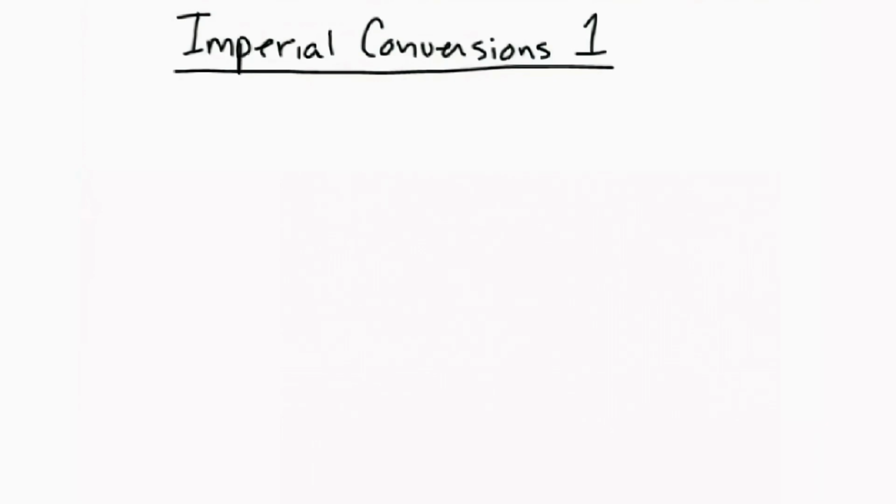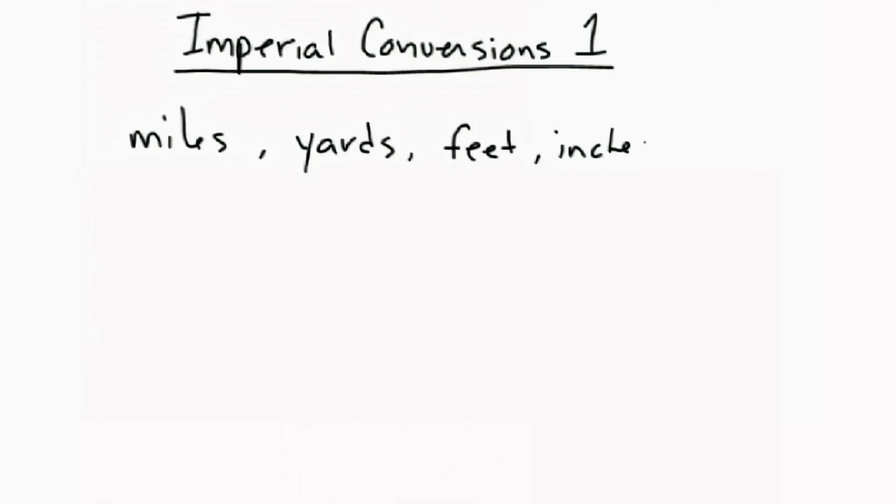We're going to take a look in this video at some imperial conversions. The imperial system of measurement measures things in miles, yards, feet, and inches. And we're not really going to talk about miles. We're going to focus instead on yards, feet, and inches.